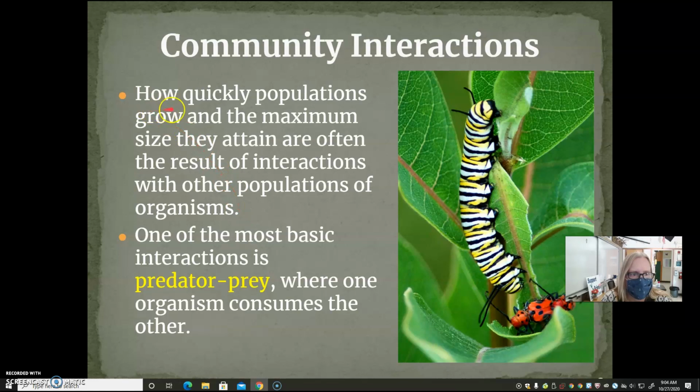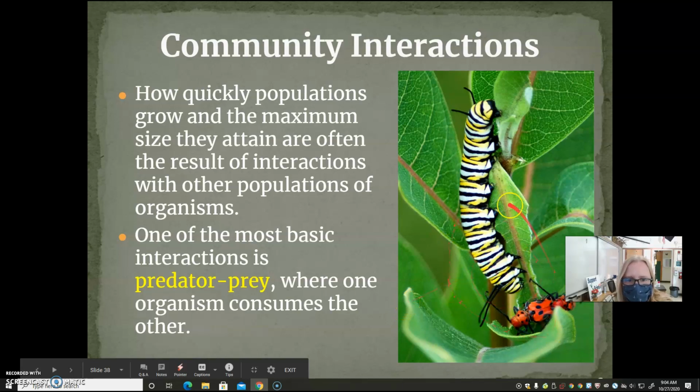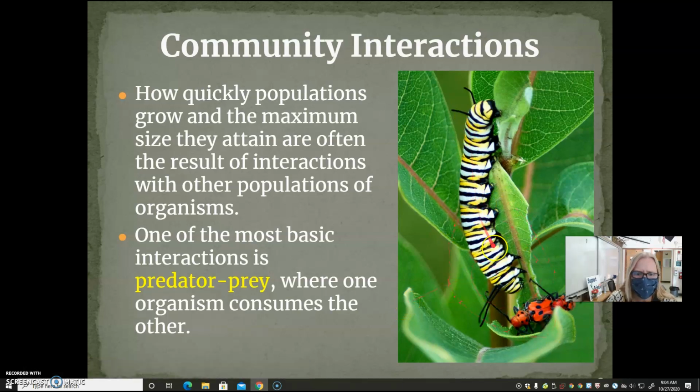So how quickly populations grow and the maximum size they attain are often the result of interactions with other populations of organisms. Sorry, I was just seeing if I could see my time. One of the most basic interactions is predator-prey, where one organism consumes the other. So you can see that kind of going on right here. Pretty sure this is a monarch butterfly larva, which is kind of interesting, and then there's some type of beetle.